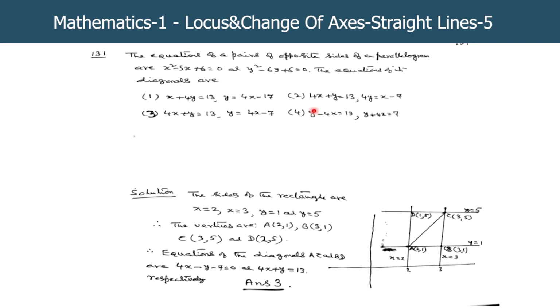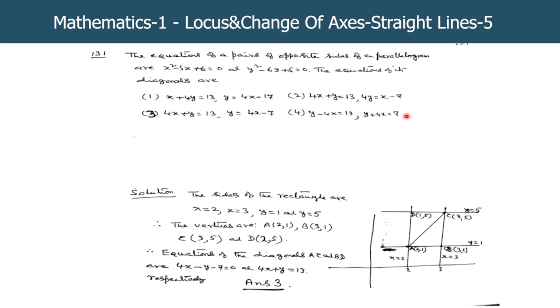131. The equations of a pair of opposite sides of a parallelogram are x square minus 5x plus 6 equal to 0 and y square minus 6y plus 5 equal to 0. The equations of its diagonals are: 1, x plus 4y equal to 13, y is equal to 4x minus 17. 2, 4x plus y is equal to 13 and 4y is equal to x minus 7. 3, 4x plus y is equal to 13, y is equal to 4x minus 7. 4, y minus 4x is equal to 13 and y plus 4x is equal to 13.